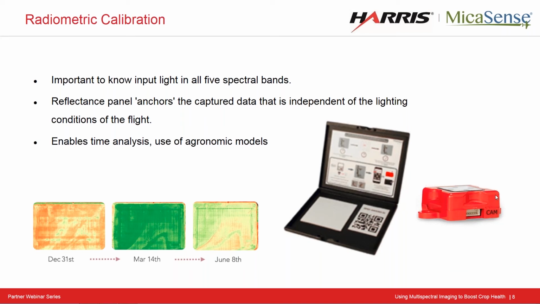Another component that we include with the kit is this downwelling light sensor. This is mounted on top of the drone, and during the flight, the downwelling light sensor is capturing lighting changes and writing them into the metadata of each file, each image that's captured. So we use the calibrated reflectance panel shot and the DLS data in conjunction with each other to radiometrically calibrate the data, which enables time analysis and use of agronomic models. It just makes your data more insightful, essentially.